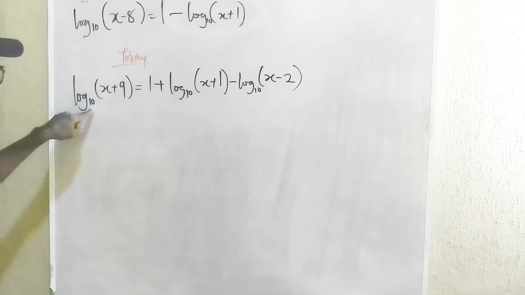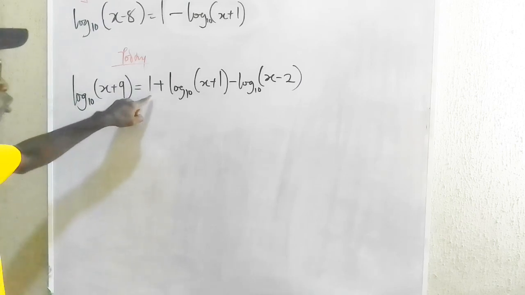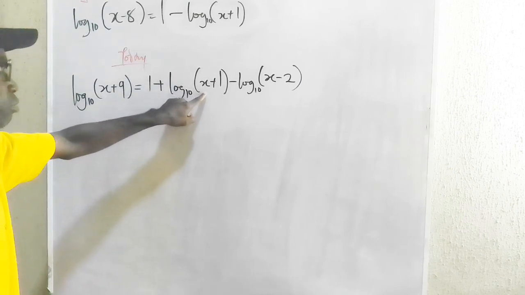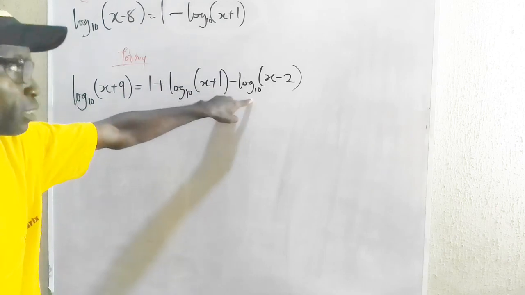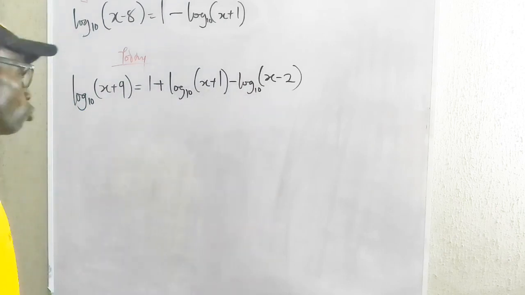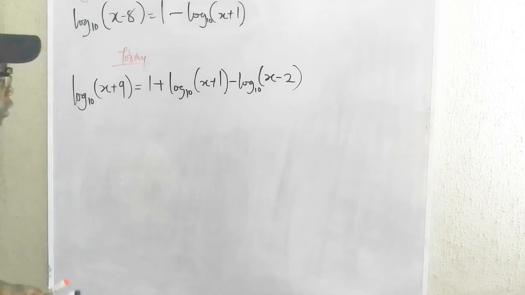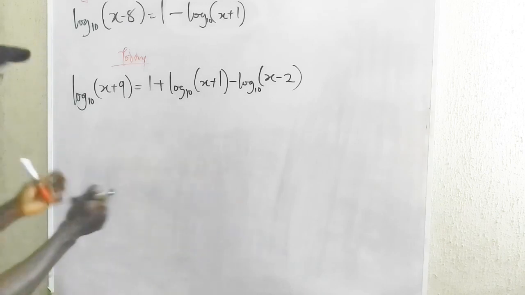Now what we have is this, and what do we do? The log in base 10 of x plus 9 equals 1 plus the log in base 10 of x plus 1 minus log in base 10 of x minus 2. So what we do here is to collect like terms first.